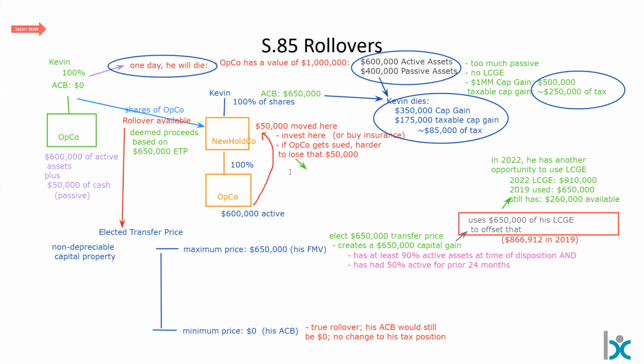That is the biggest reason to have insurance in the holdco, is that if we buy permanent insurance here and Kevin dies while the corp is getting sued, same argument, it's harder, not impossible, harder to get the death benefit. Whereas if you have it paid to opco, much easier to get the death benefit.